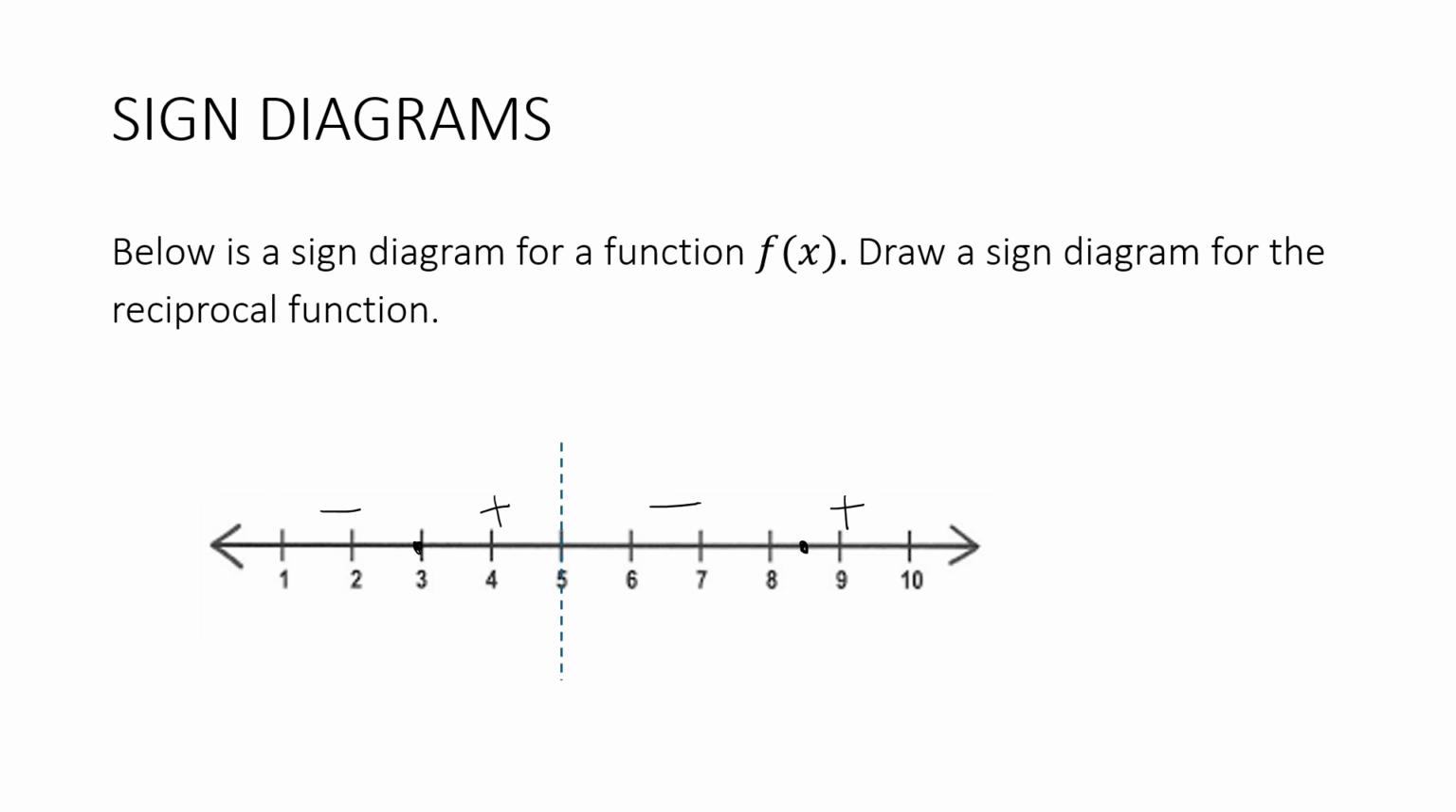Now, we learned about sign diagrams in an earlier topic, and that can be really useful when you're sketching any function. Below is a sign diagram for a function f of x. Draw a sign diagram for the reciprocal function. So remember that asymptotes are going to become zeros, and zeros are going to become asymptotes. And everything else is going to stay the same, isn't it? Because 1 divided by a negative is a negative, and 1 divided by a positive is a positive, etc. So there's our sign diagram.